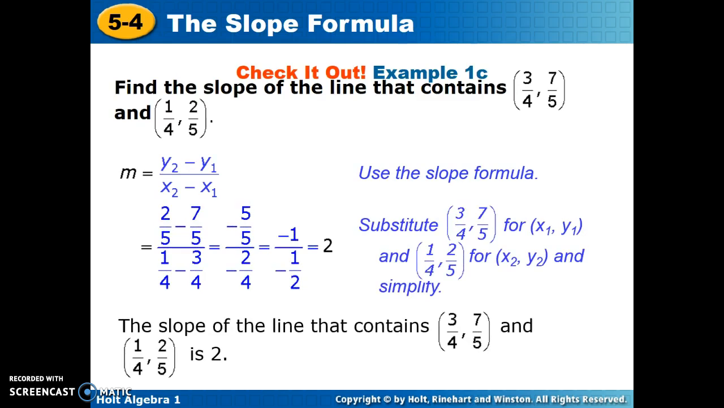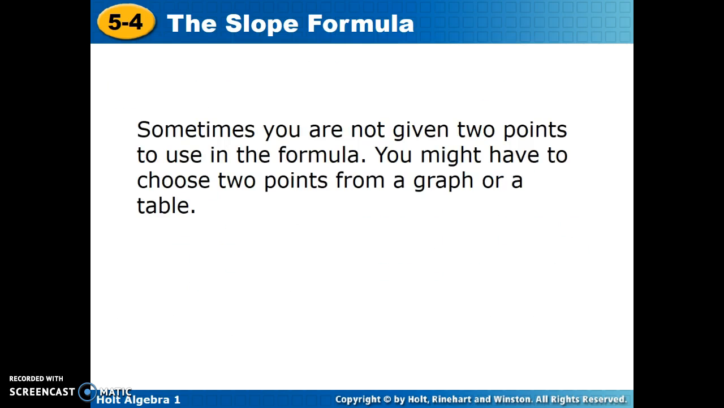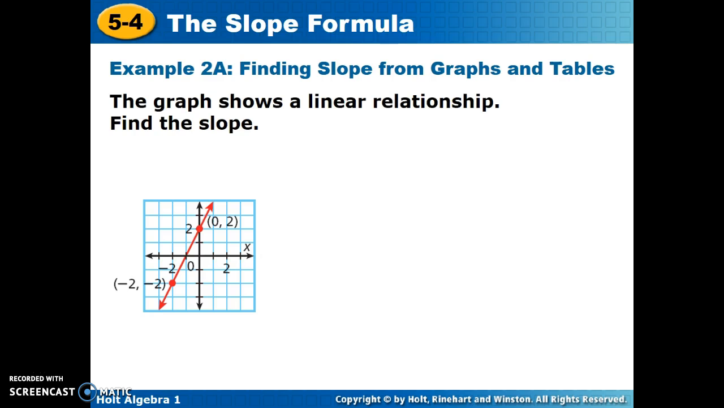Slope is 2. Alright, sometimes you're not given two points to use in the formula. You might have to choose two points from a graph or a table. So starting out, they're going to be nice to you, and they're going to give you two obvious points to pick out. In the future, it won't always be this easy.